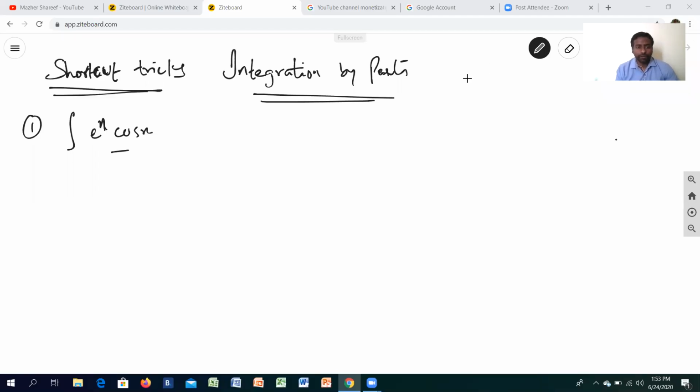Hello friends, this is the second video of my integration by parts series, where I'm going to show you the shortcut trick. This is a type 2. What happens if we have a question wherein we have to use the integration by parts technique, but we have two functions?